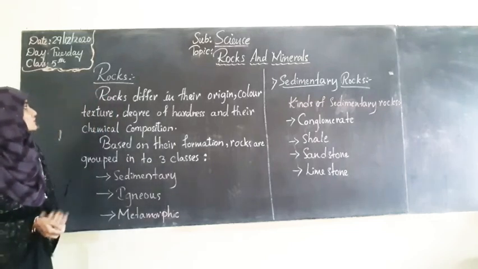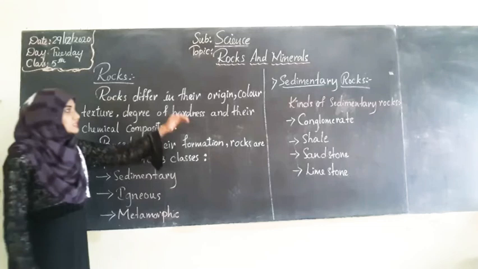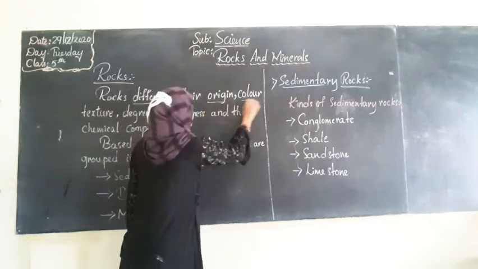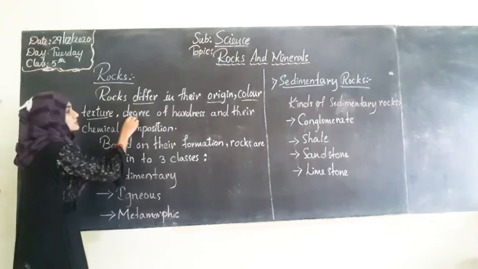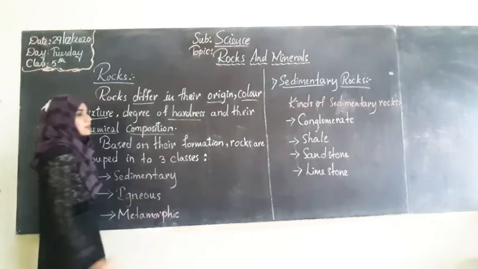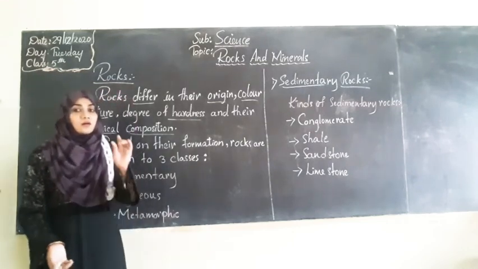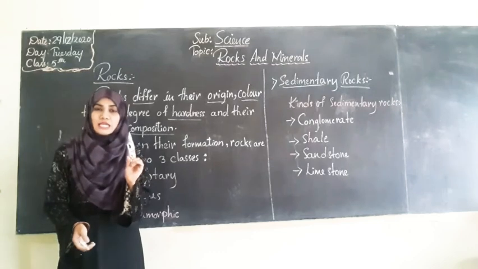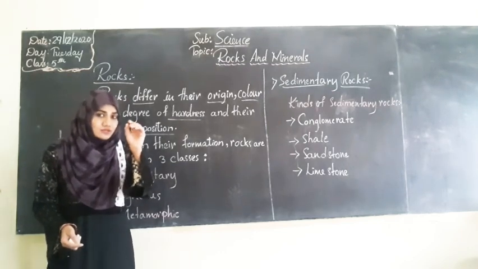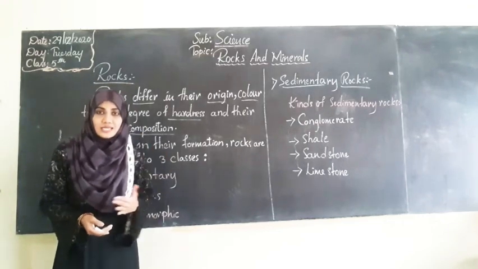Okay. So rocks. First let us find the rocks. Rocks differ in their origin, color, texture, degree of hardness and their chemical composition. You might have seen different types of rocks, right? Some rocks are very hard on the outer surface, some rocks are a bit softer, and some rocks differ in colors.